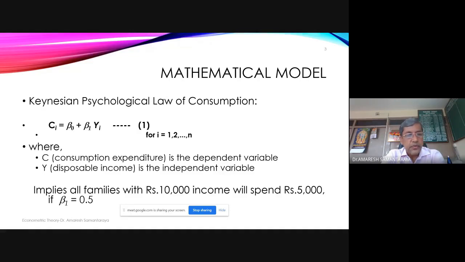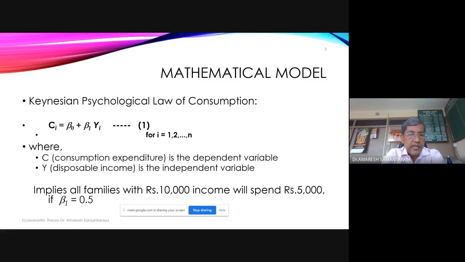And here we put a restriction that beta 1 is greater than 0, less than 1. You might have learned in macroeconomics, beta 0 can be considered as subsistence level of consumption. That is the minimum level of consumption which an individual on an average will have even without any income. That is the minimum consumption expenditure on food and other essentials required for the very survival of the individual. So this is the Keynesian consumption function expressed in the form of a mathematical model.